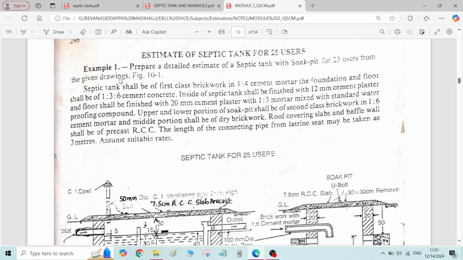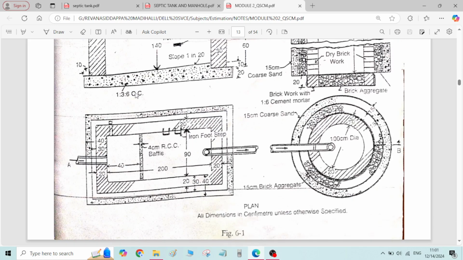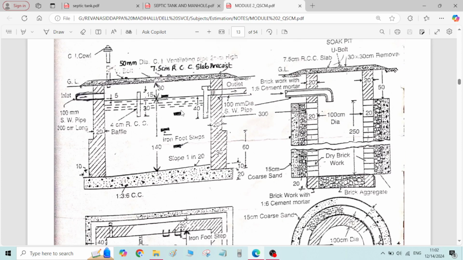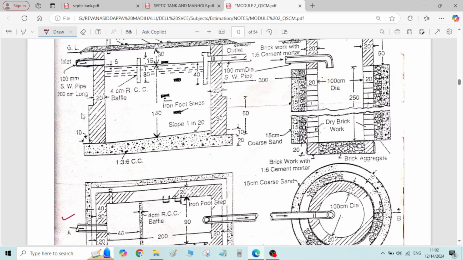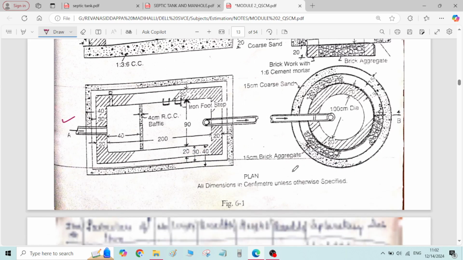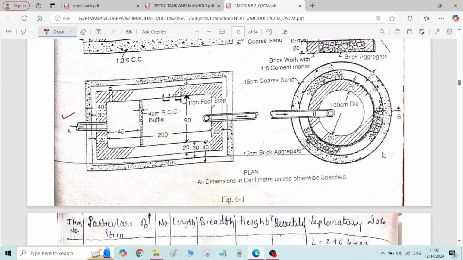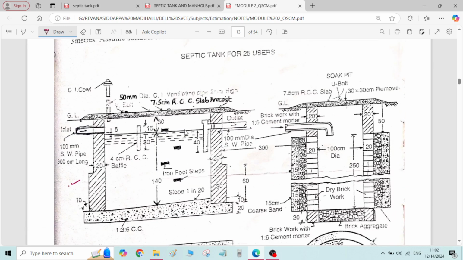for 25 users from the given drawings. Here you can see the drawings are given. So there are two structures, one is septic tank, another one is soak pit. So this diagram is the plan of the septic tank, and this is the elevation of the septic tank, and on the other side this is the plan or the top view of the soak pit, and here you can see the sectional elevation of the soak pit.